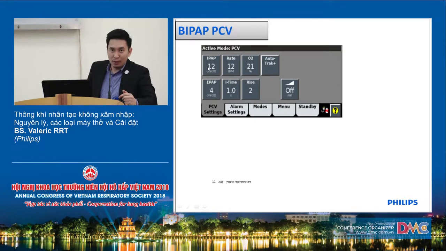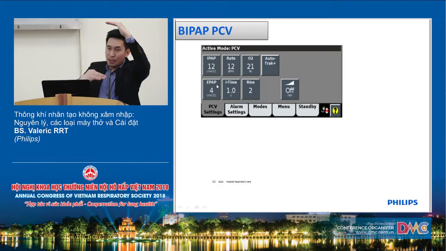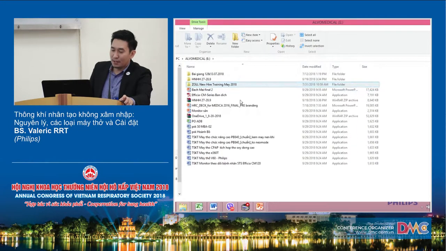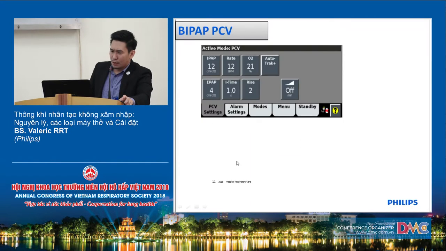In between the IPAP and the EPAP is your pressure support or pressure boost. For example, you have a 12 of IPAP and a 6 of EPAP, so in the middle you have 6 of pressure support. So it's up to the physicians: what is your priority, oxygenation or carbon dioxide removal?